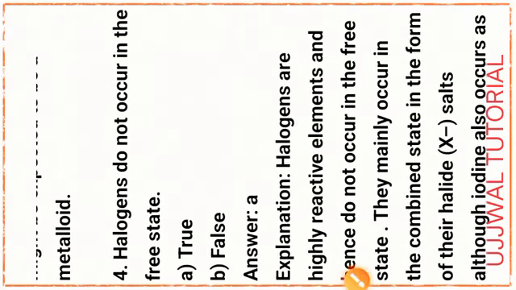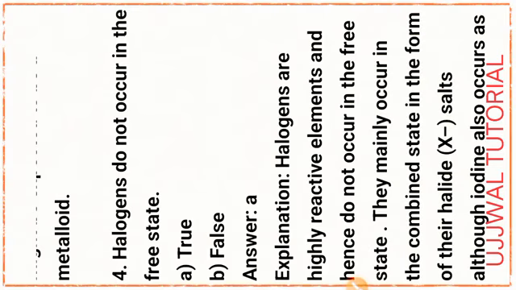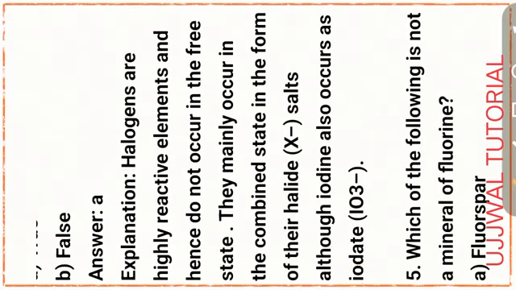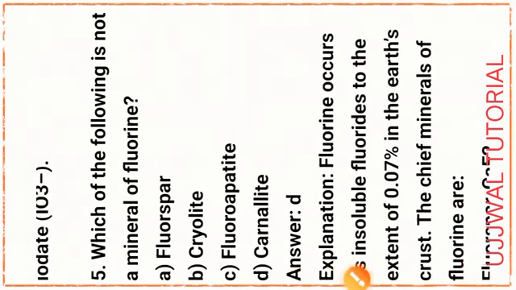Next question. Halogens do not occur in the free state. This statement is always true. Explanation: halogens are highly reactive elements and hence do not occur in the free state. They mainly occur in the combined state in the form of their halide salts, although iodine also occurs as iodate, that is IO3 minus.